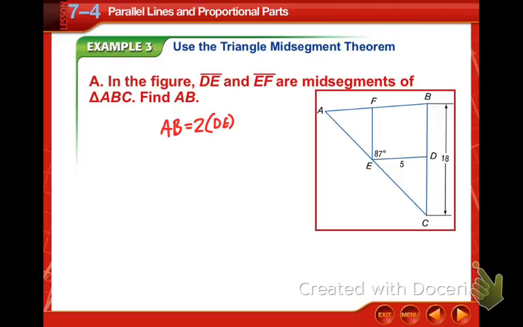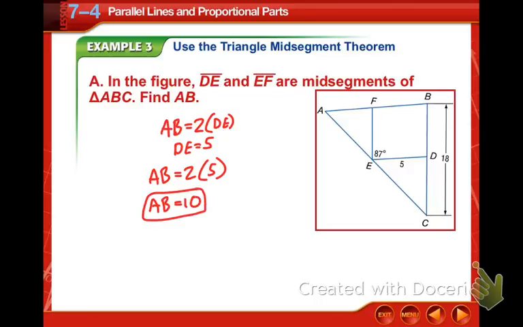We also are given what DE is. It says it in the picture. It's 5. So DE is 5. We just plug that back in. So AB is 2 times 5. And 2 times 5 is 10. There are no units here, except for the angles.